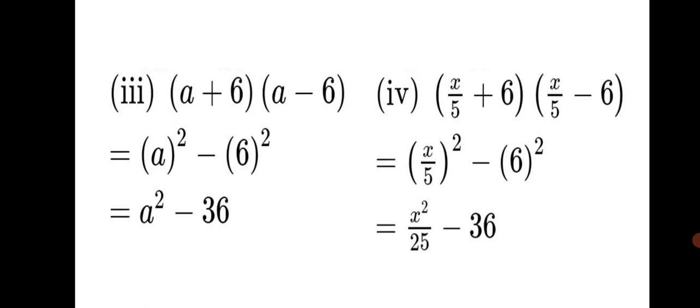So your final answer, (x upon 5 plus 6) into (x upon 5 minus 6), is equal to x square upon 25 minus 36. So all the four sums we have solved using the formula (a plus b) into (a minus b) is equal to a square minus b square. And in place of a, whichever term appears, we have written the whole square of it, minus in place of b, whichever term appears in the question, we have written the whole square of that number and opened the brackets to find the final answer. So this is how we solved question number 1 of practice set 51, sub questions 4.